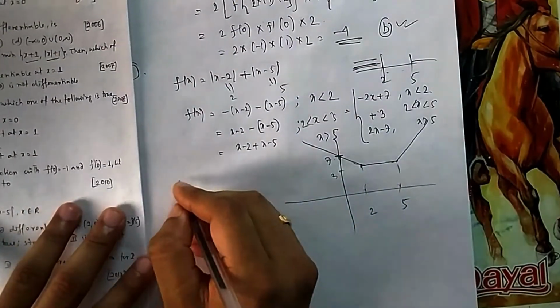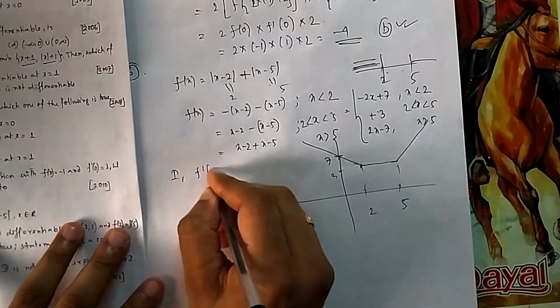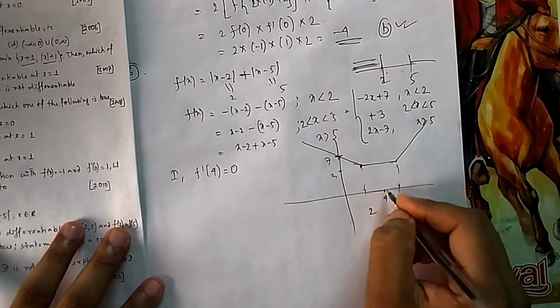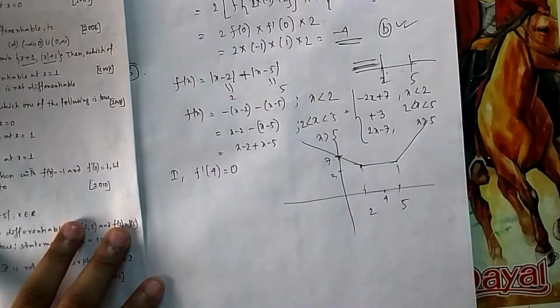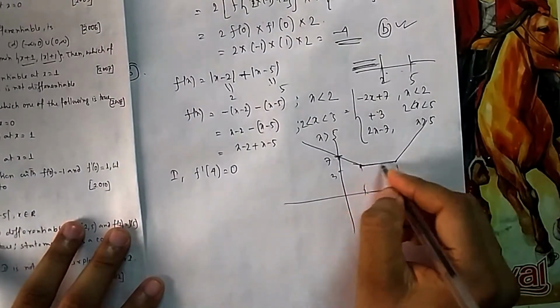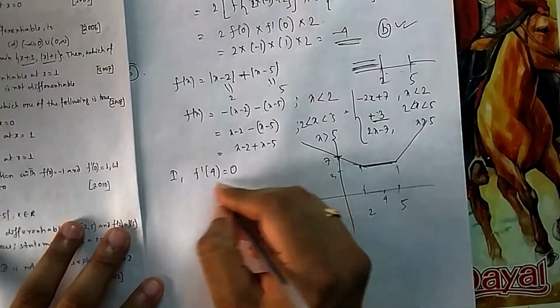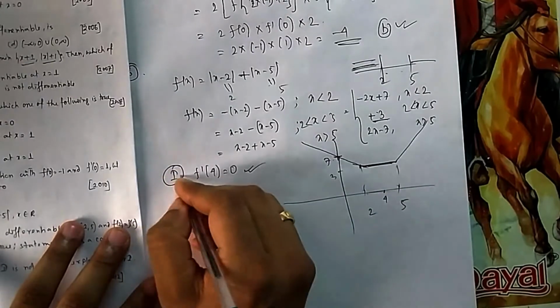Now the first statement is f'(4). So if you do differentiation at x equals 4, which is here, what will be your f'? f' will be 0 because it's constant. Here the function output is constant. What is the output? 3. So it is constant, so differentiation is obviously 0. So statement 1 is correct.